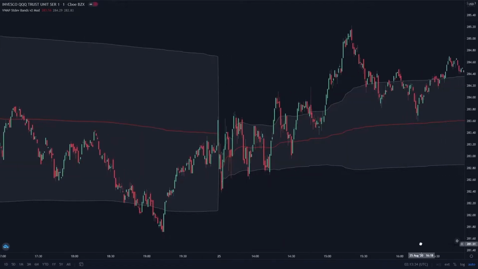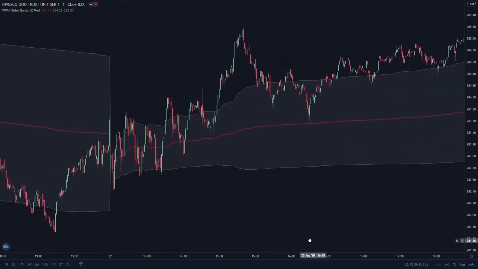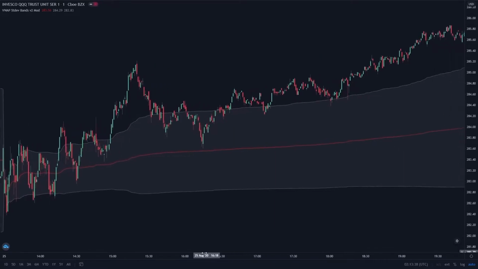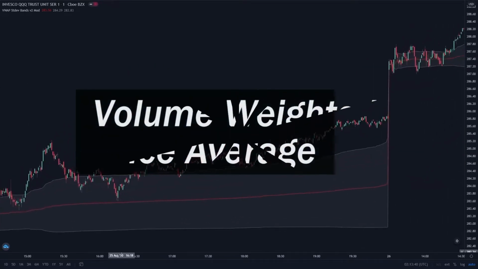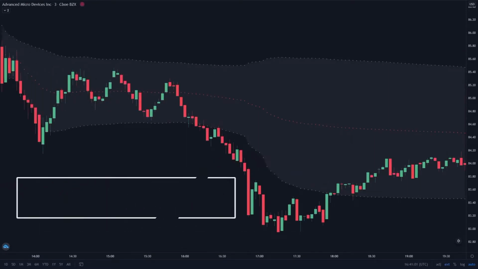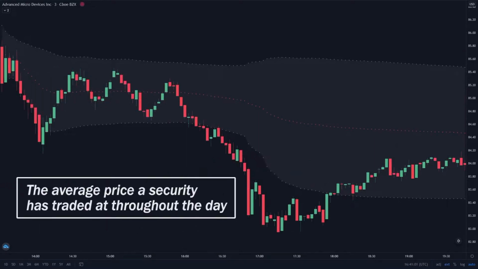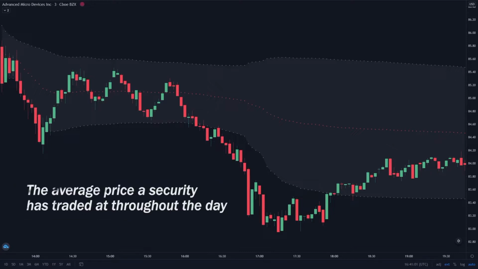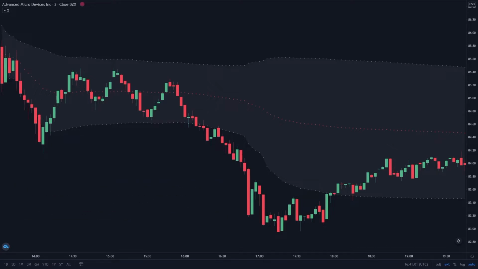The VWAP indicator is one of the best trend confirmation indicators used in trading. It stands for volume weighted average price. It gives the average price a security has traded at throughout the day. The aim of using the VWAP indicator is to ensure that the trader executing the order does so in line with the volume on the market.